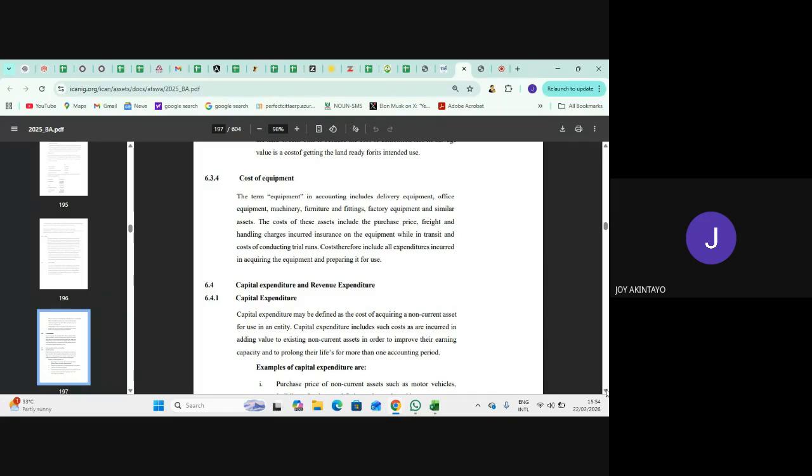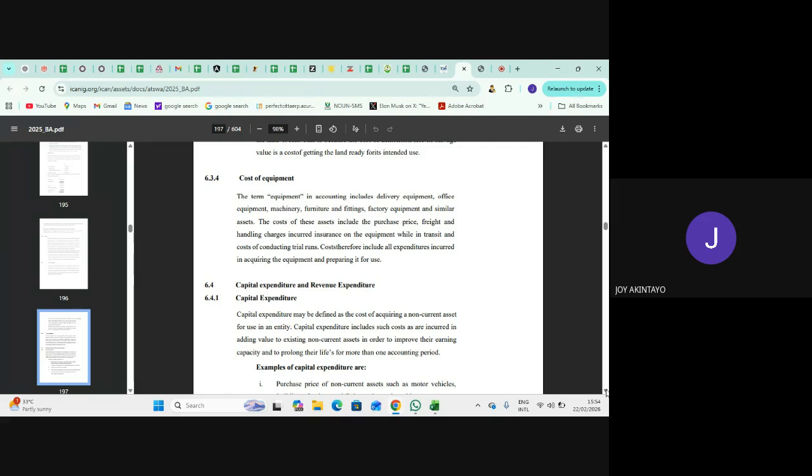So what are the examples? Capital expenditure includes costs that are incurred in adding value to existing non-current assets. For us to know that an expenditure is of a capital nature, we must see that we are adding to the existing non-current assets in order to improve the earning capacity and also prolong their lives for more than one accounting period.